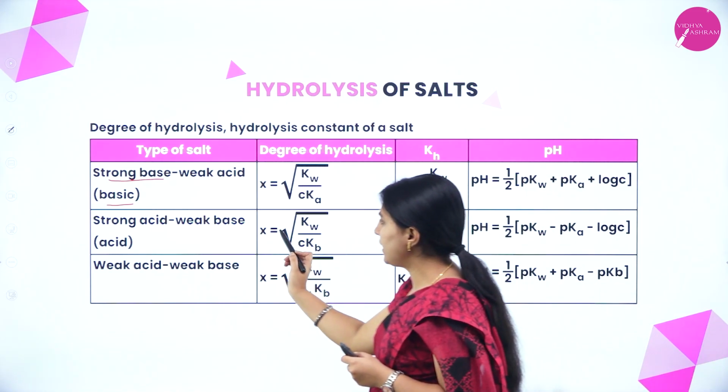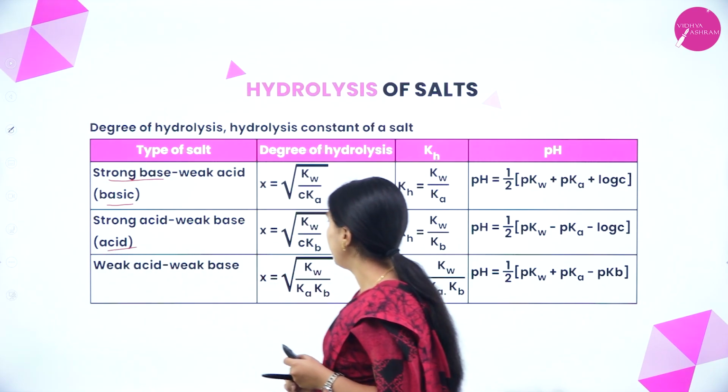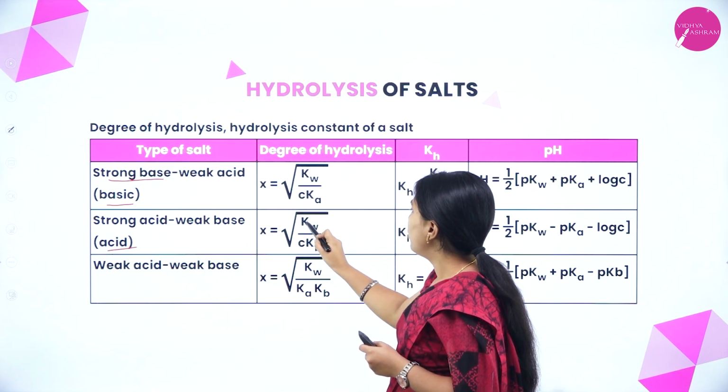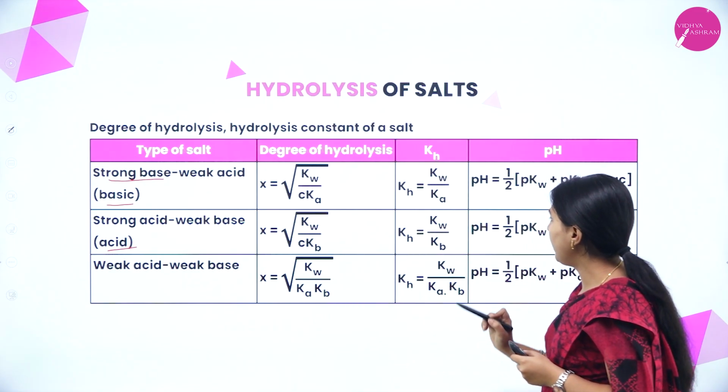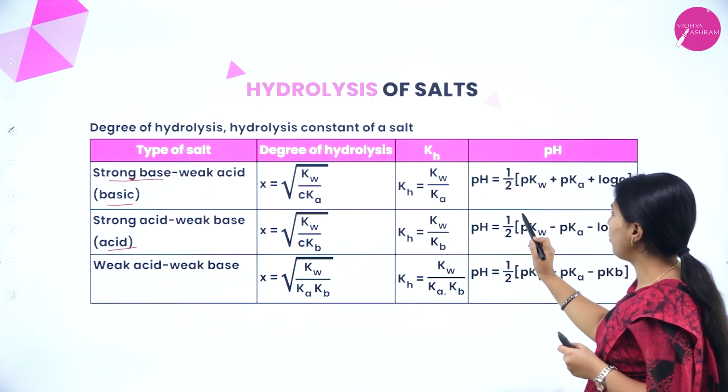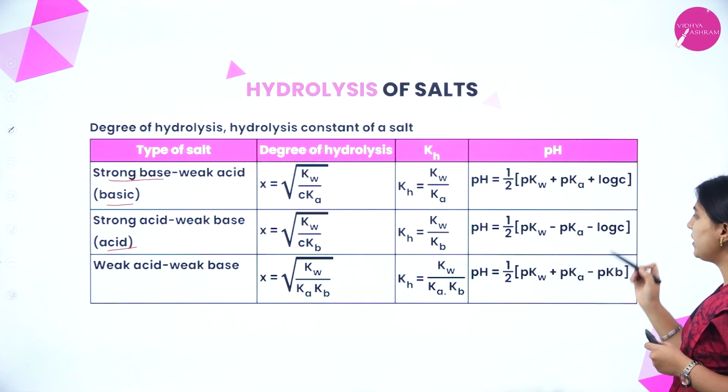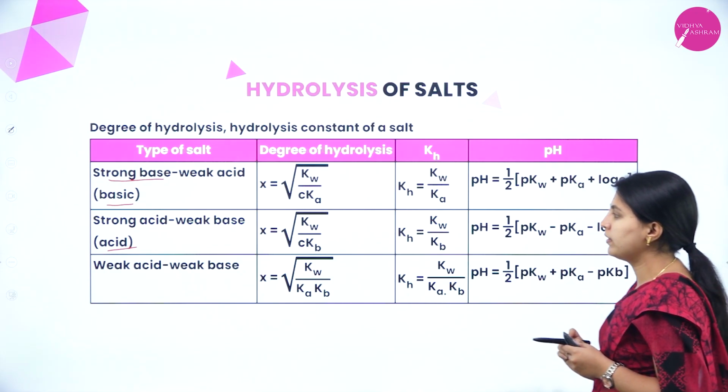So here, strong acid and weak base, acidity will be there. x equals root of Kw by C Kb, Kh equals Kw by Kb, pH equals half into pKw minus pKa minus log C.